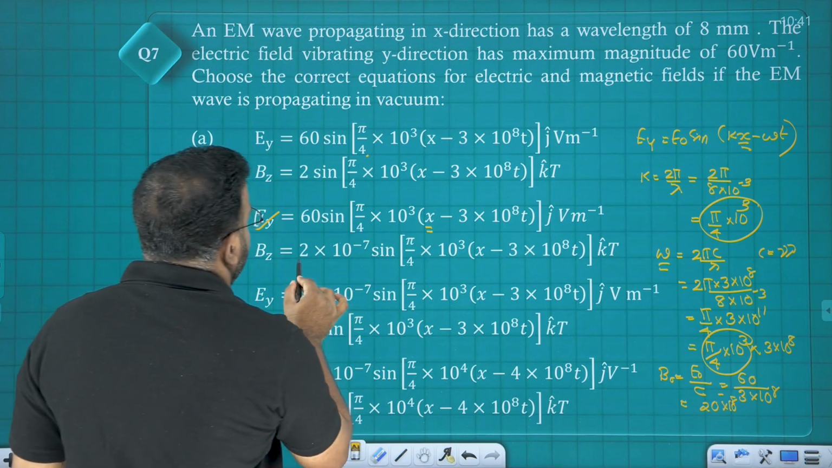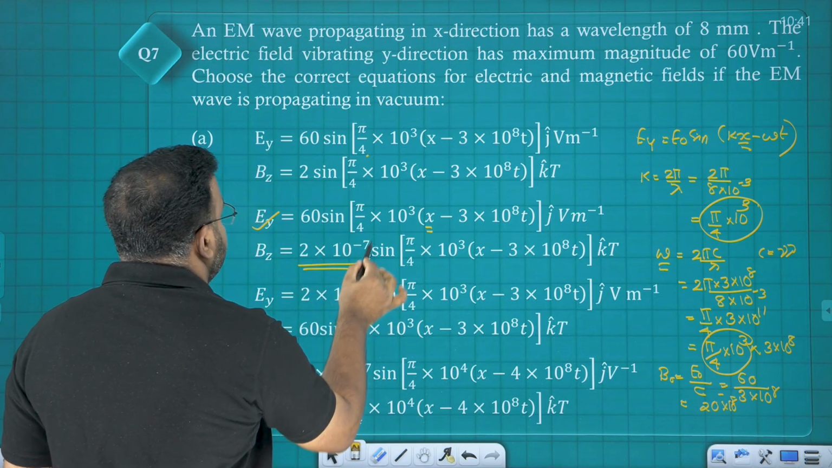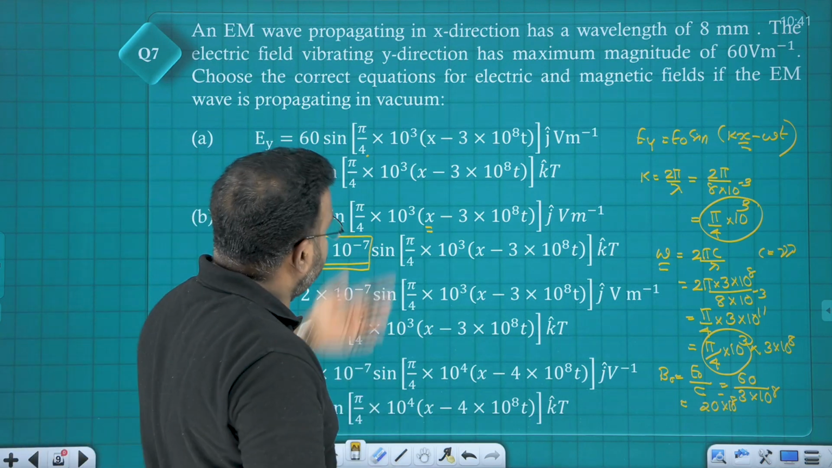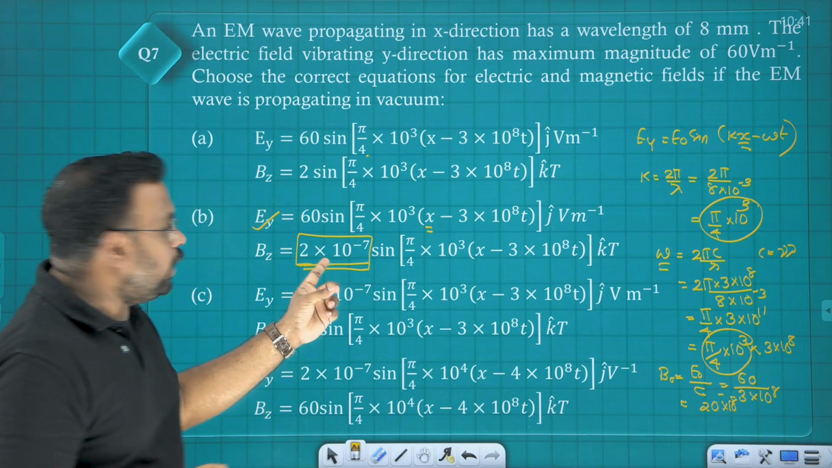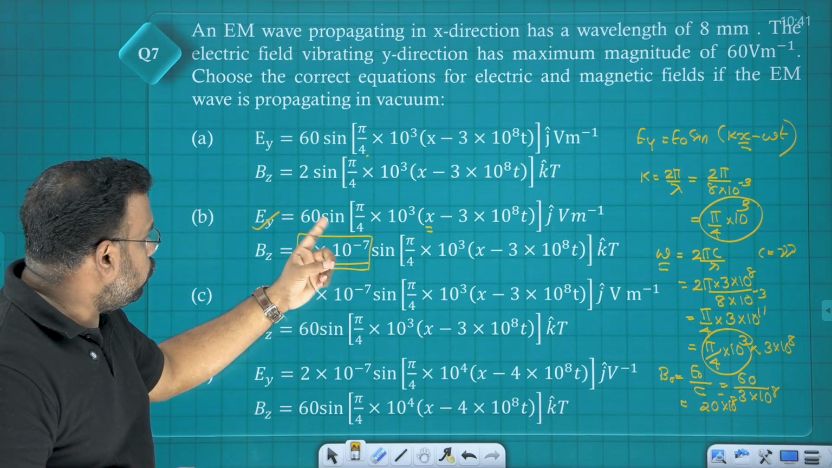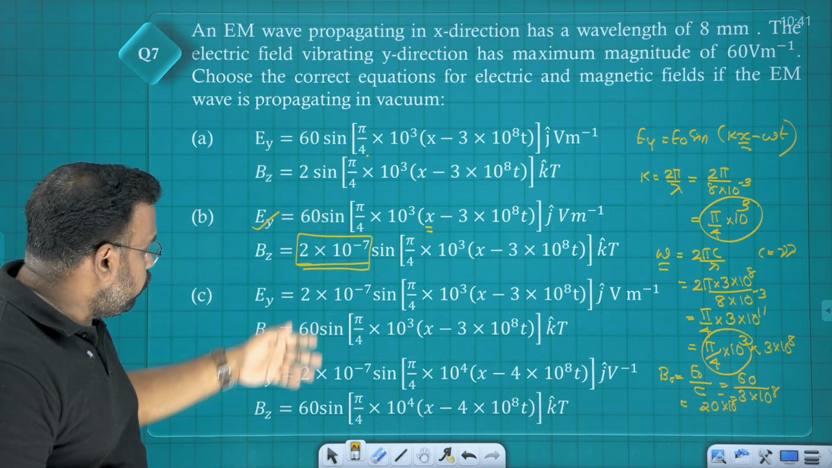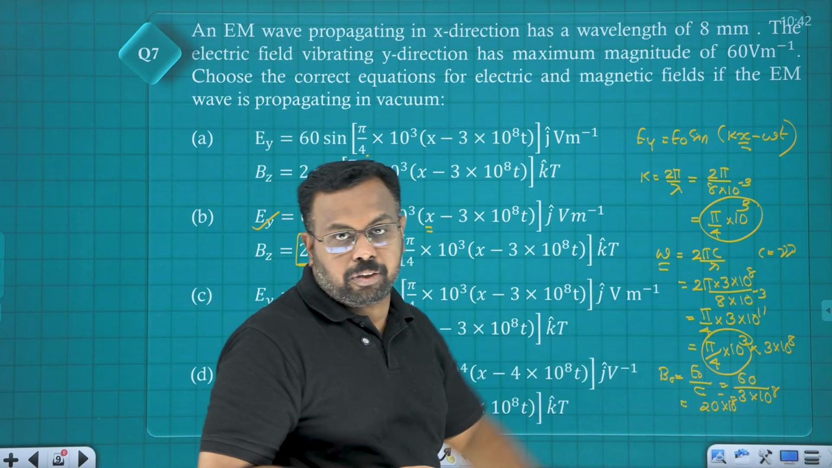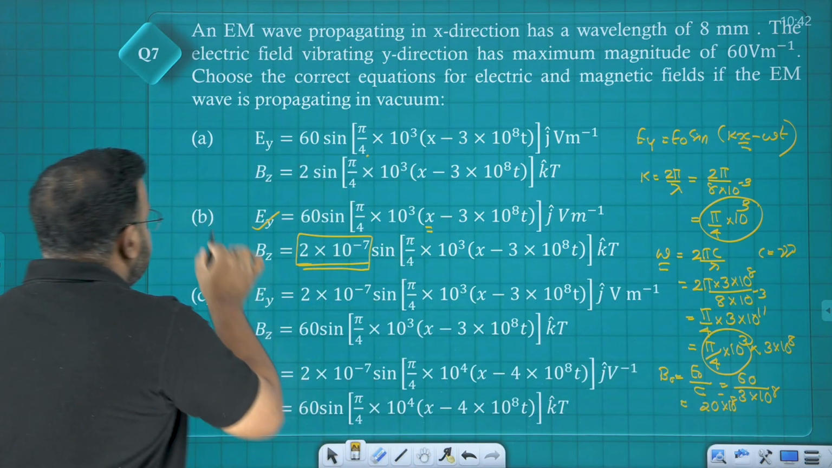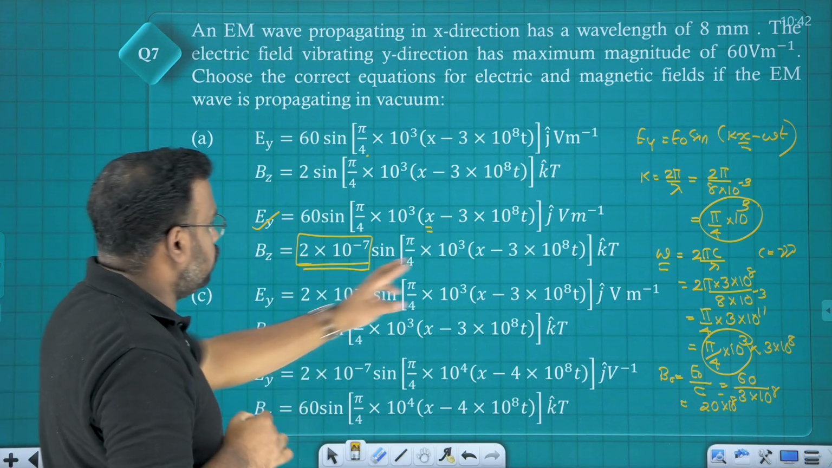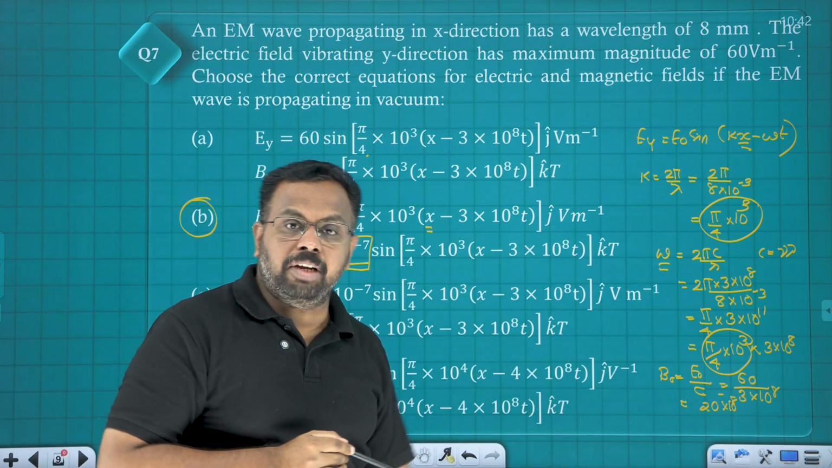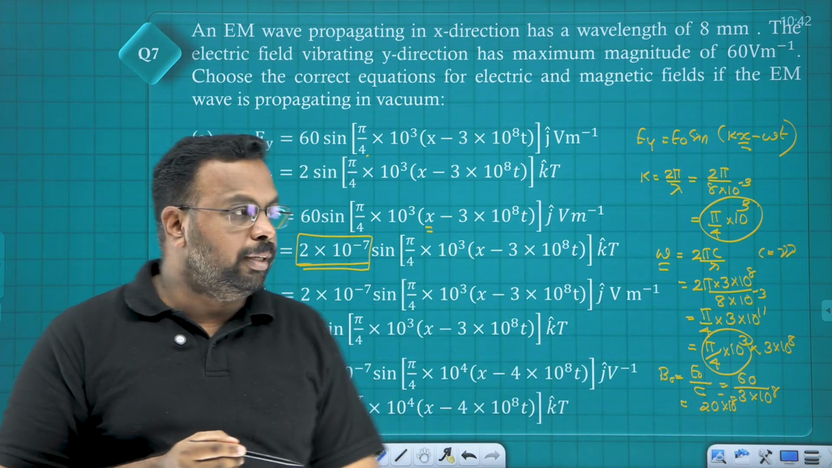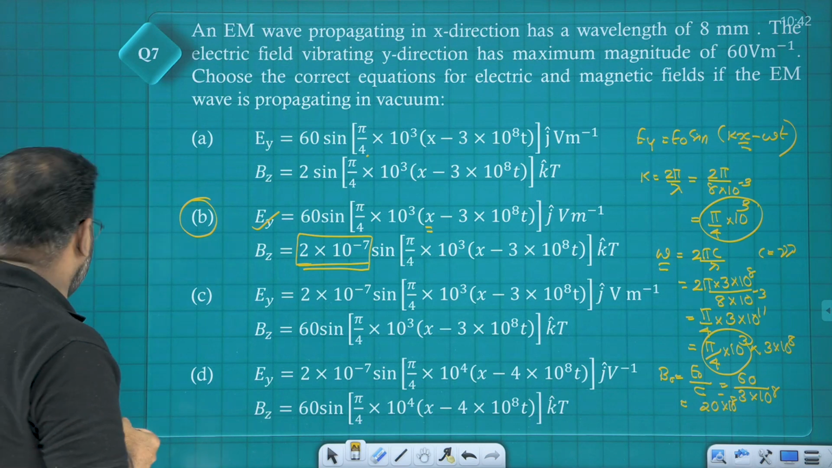That is coming only for this option, 2 into 10 to the power minus 7. Actually, there is no need to check the other part, because the B naught value of 2 into 10 to the power minus 7 comes only for this equation. But if it were coming for any other equation, this is the way to check whether this part is correct or not. So for this question, the correct answer is option B. The rest of the parts remain the same for both the electric field and magnetic field. I think it's clear. So let's go to the next question, question number 8.